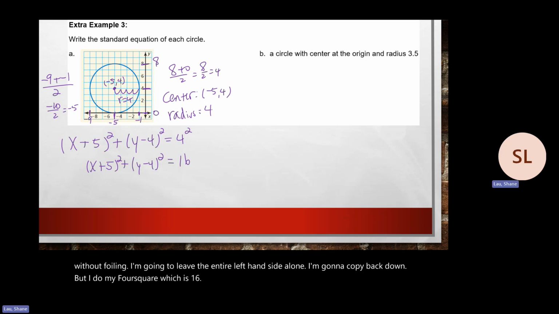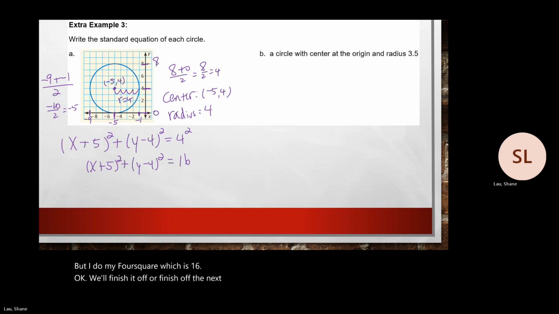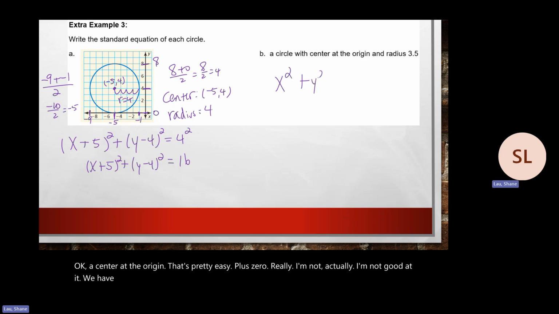Okay. We'll finish off the next one. I have about 5 more minutes. A center at the origin, that's pretty easy. Plus 0. Really, I'm not even going to do it. We have x squared plus y squared equals what 3.5 squared is, which is 12.25. It's just not even worth it.